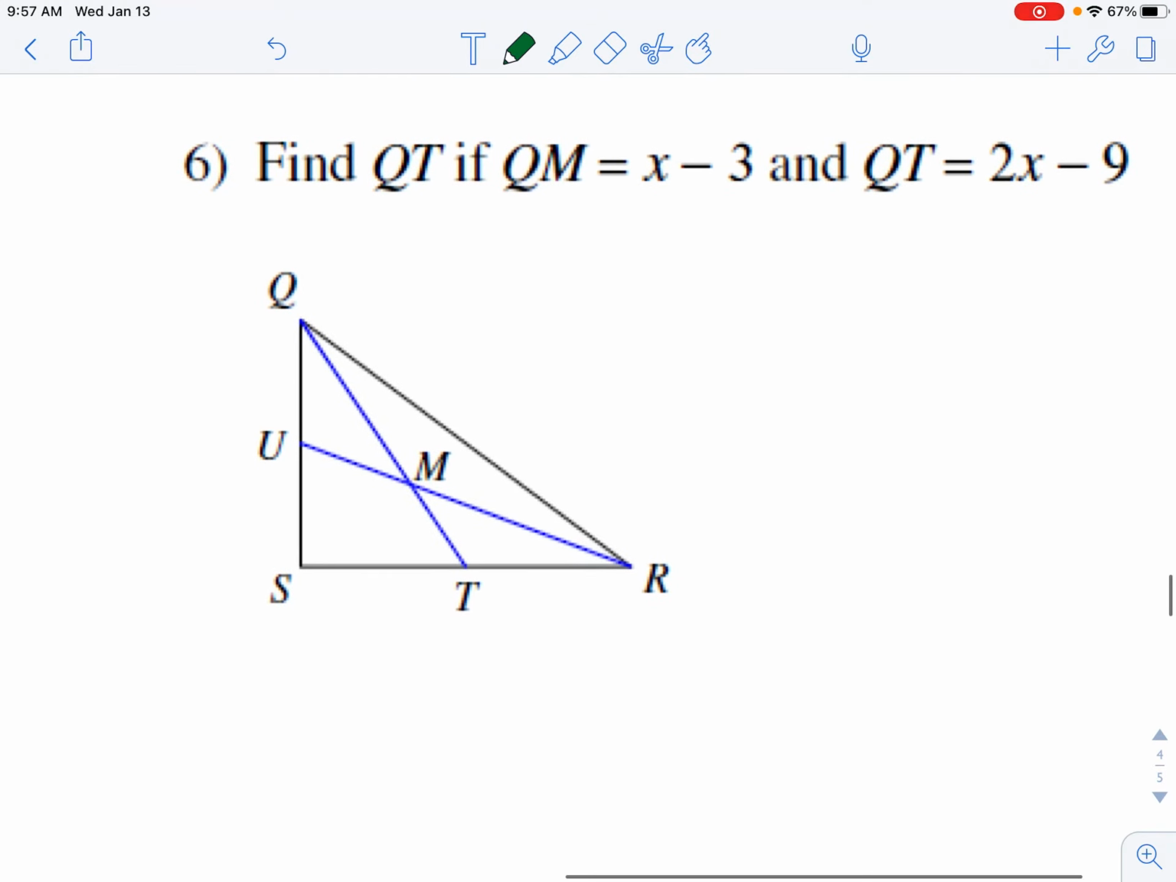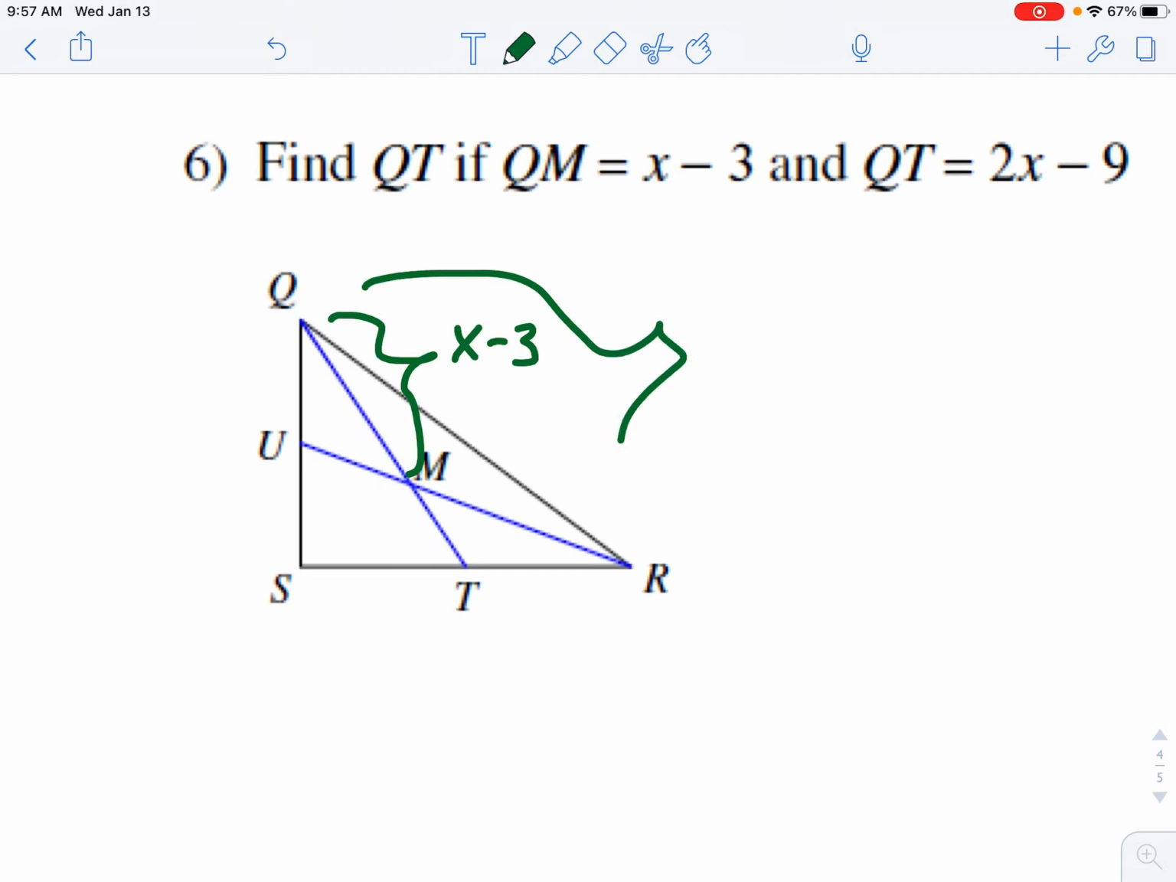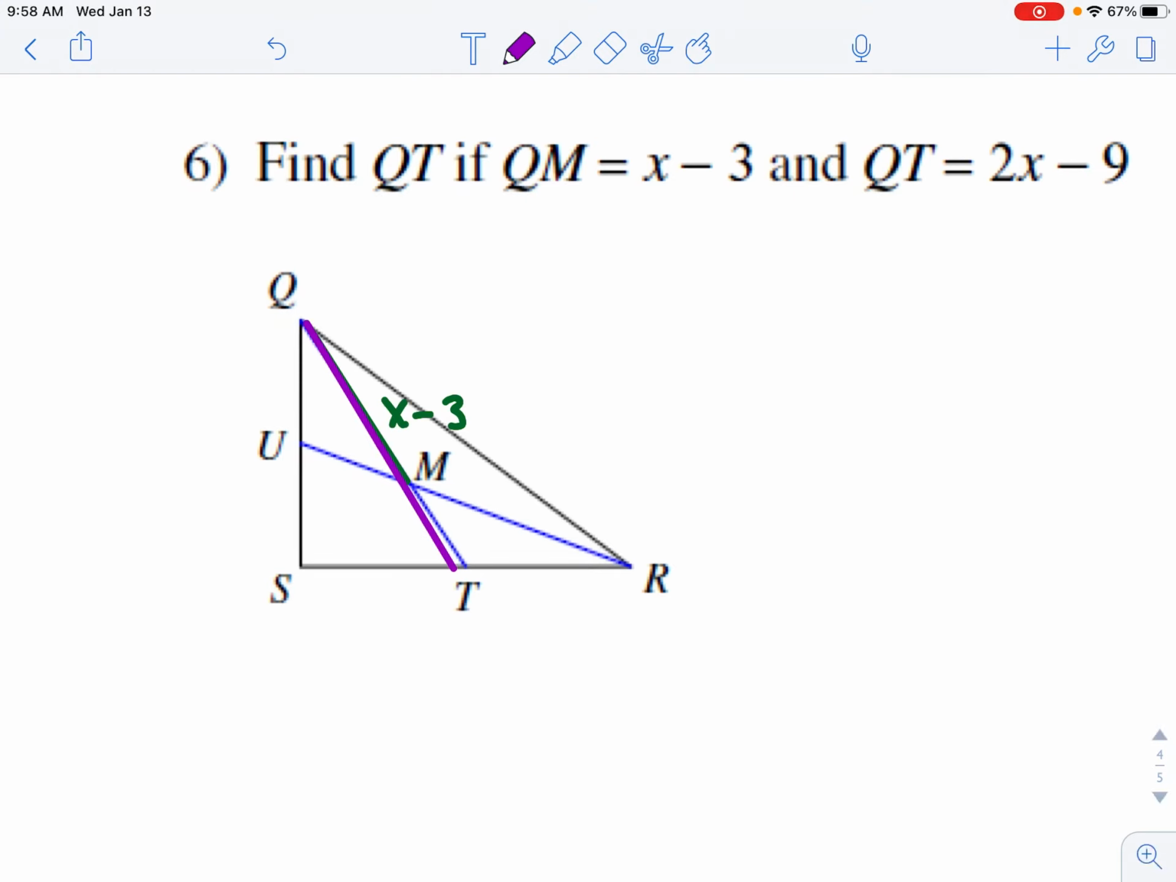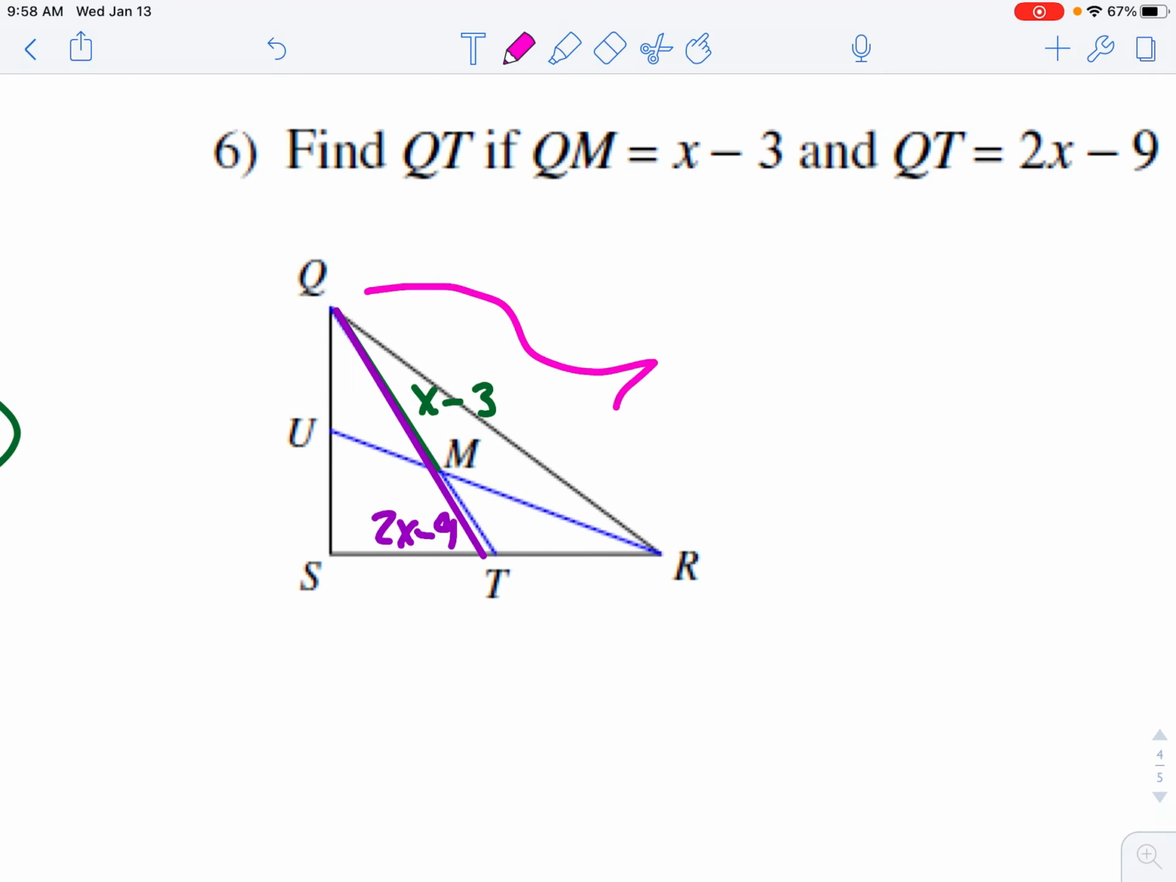And then last one, find QT if QM is x minus 3. And it gives me Q, oops, let me rearrange this. x minus 3, and then gave me the whole thing. So we haven't done a problem like this yet, but it gave me the whole median and angle to centroid. Now recall, this one's pretty hard.